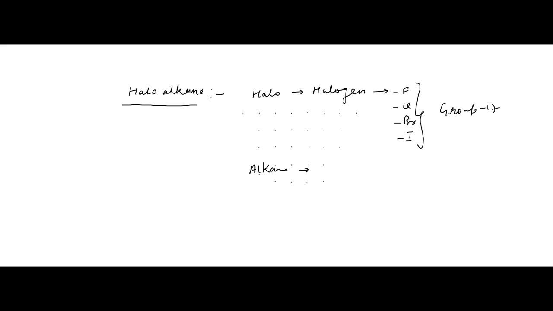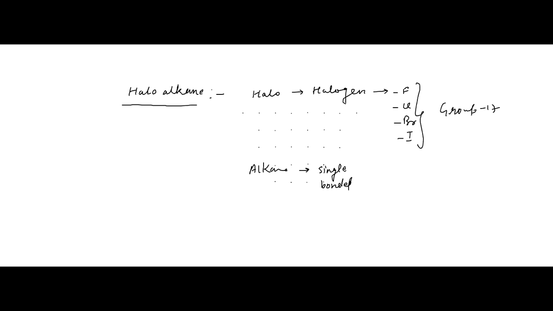Here I wrote the words halo and alkane. Halo is the short form of halogen, and halogen, you must be knowing, can be fluorine, chlorine, bromine, iodine, anything. This is the group 17 element. Now, if we talk about alkane, that word you already know. Alkane means the single bonded hydrocarbon.